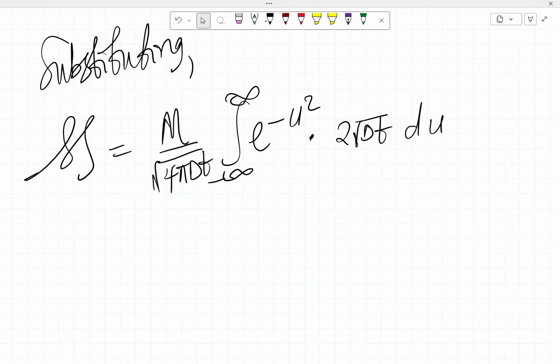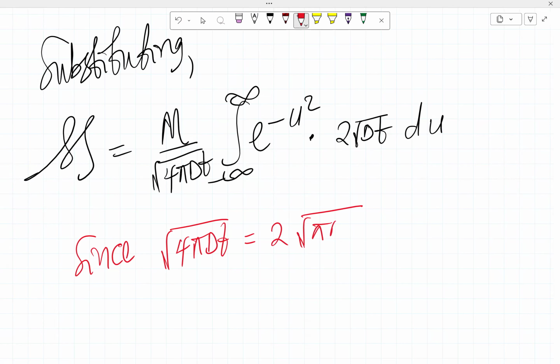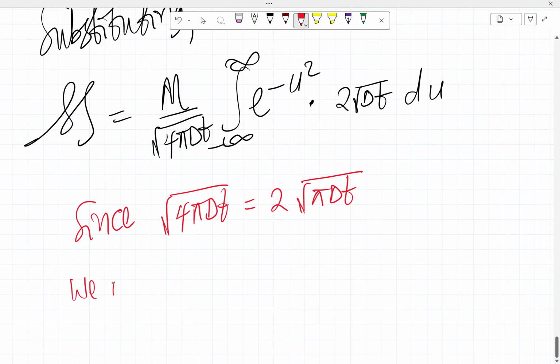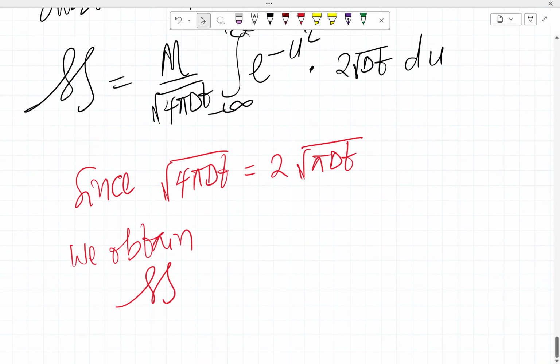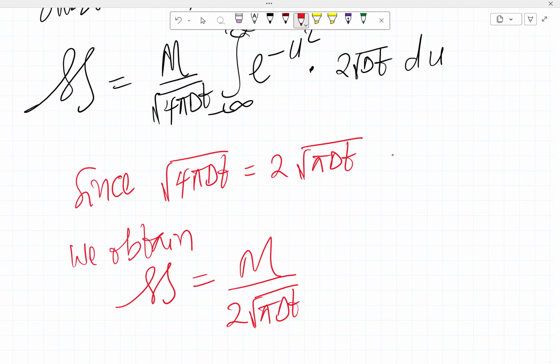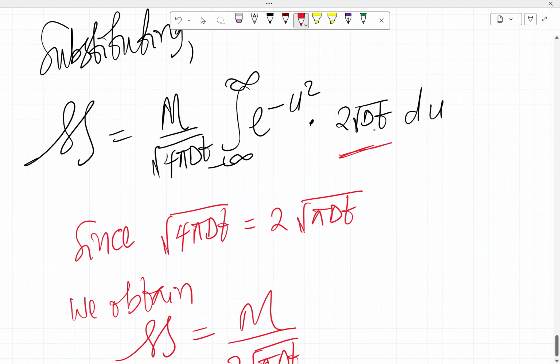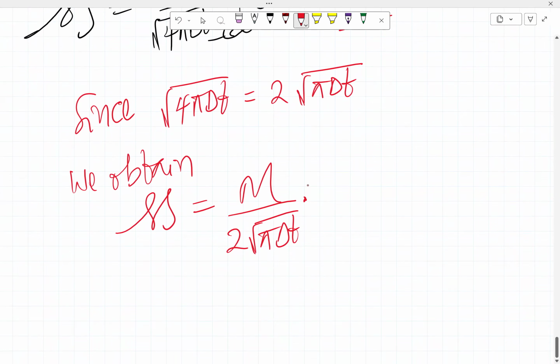So we know that the square root of 4 pi dt is the same thing as 2 square root of pi dt. Since we have that, we obtain this m now to be equal to m all over 2 square root of pi dt. Then this is a constant now because it's not anything in terms of u, so we can move that out. So we have that multiplied by 2 square root of dt there.